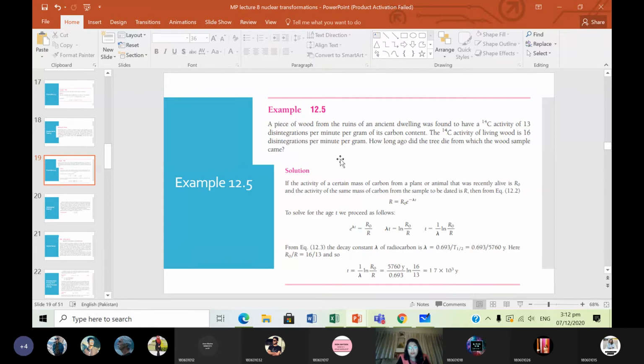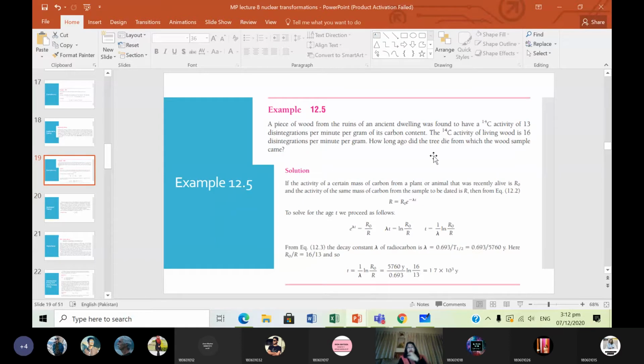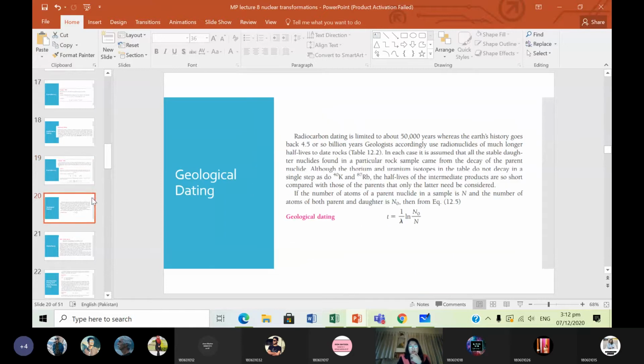Any questions related to this example? Now this is what we mean by being able to date these radioactive samples, like how long ago they died, or how old they are, or something like that.